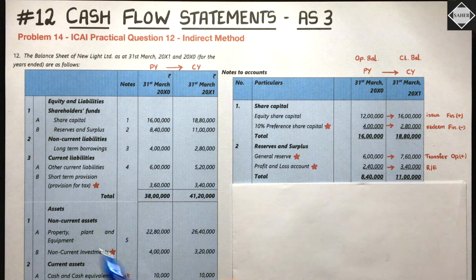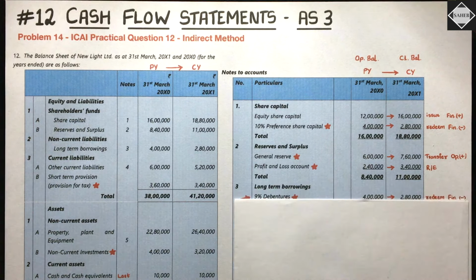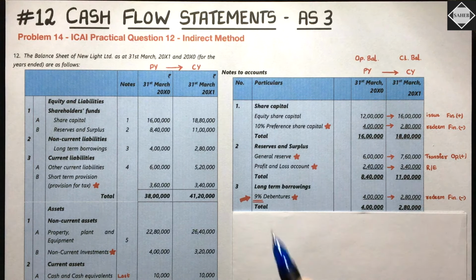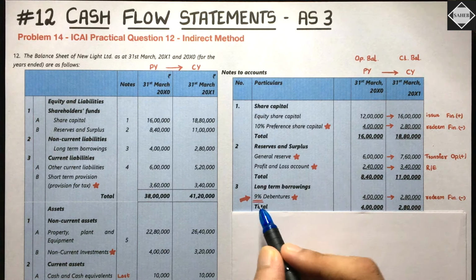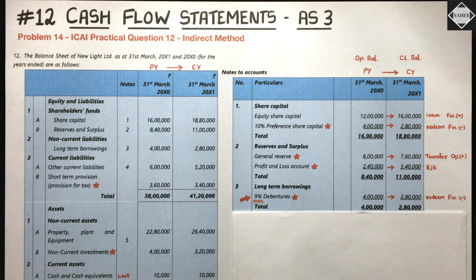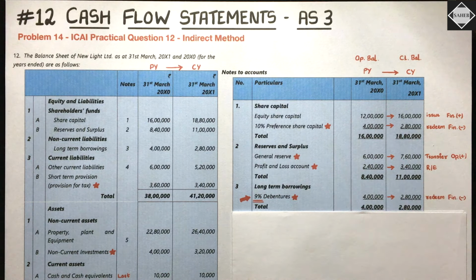Then moving on, next what do we have? See, non-current liabilities, long-term borrowings, note number 3. In long-term borrowings, we have 9% debentures. They have said 9%, which means there is a hidden adjustment of interest. We have to calculate the interest, right? Yes, we'll do that. Interest on debenture expense we have to reverse in operating activity, and then we have to subtract the payment in the financing activity. Yes, the interest. Okay, fine. Hidden interest adjustment is there.